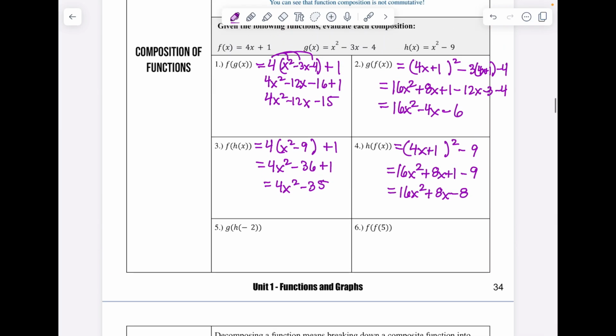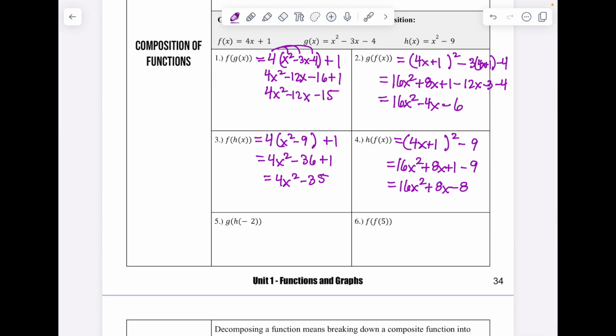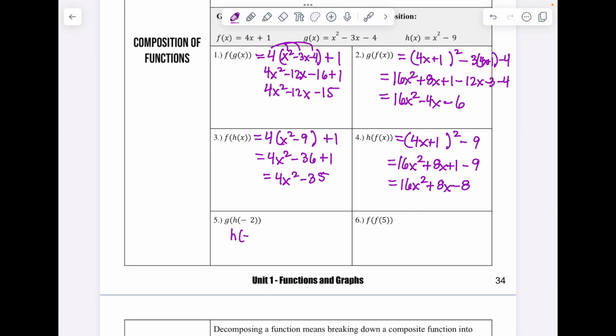All right, we can also do this with actual numbers. So if we're given a number, we can actually go ahead and evaluate this, and then we'll insert it into g. So we can do some simplifying inside before we actually insert it into g. So I'm going to first evaluate h of negative 2. So function h says to take that input, square it, and subtract 9. So I'd get 4 minus 9, which would be negative 5.